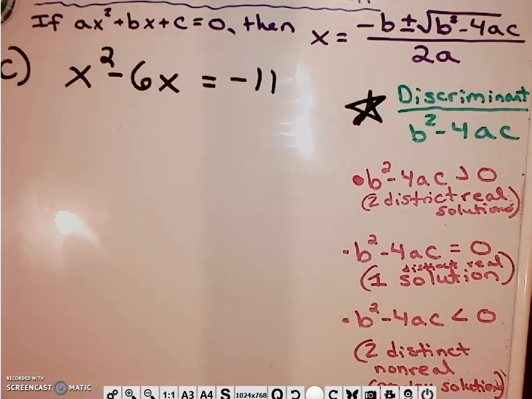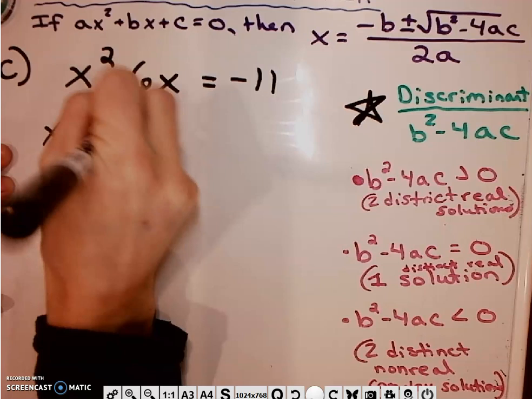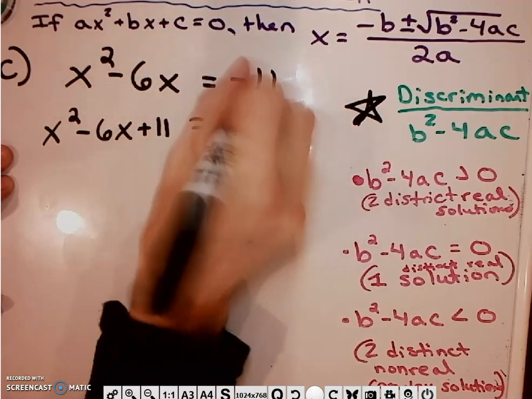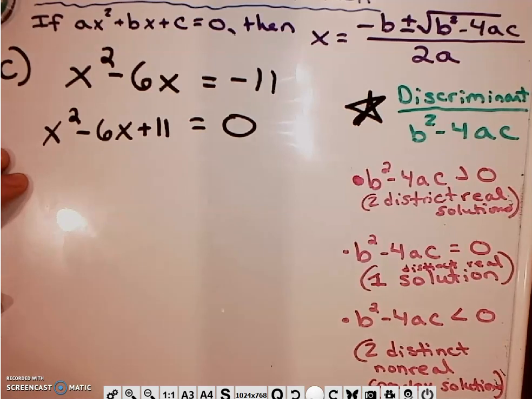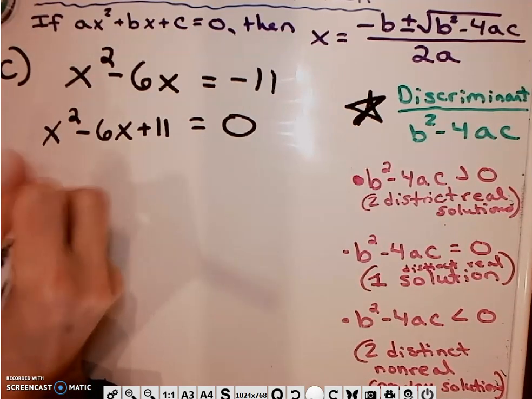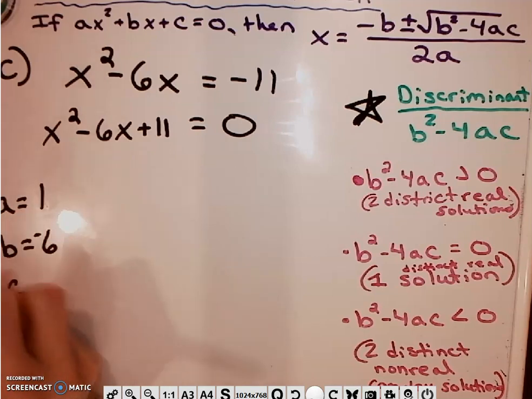Now I'm on example 3c. Again, we're trying to find the discriminant and the number of solutions. Here I have x squared minus 6x equals -11. First, I need to put this into standard form, and by now we should know how to do that. I'm just taking -11, bringing it to the other side, and zeroing out my function. Now it's in standard form. So for standard form, a equals 1, b equals negative 6, and c equals 11.